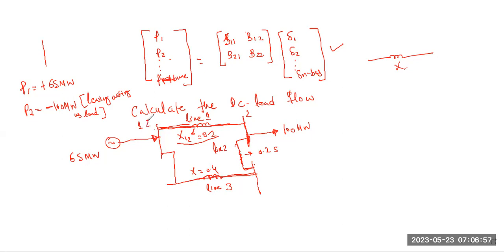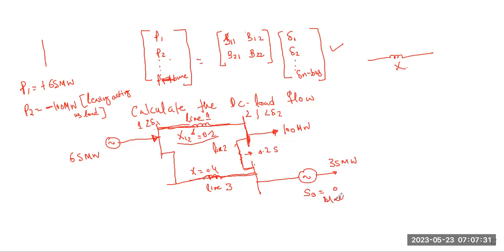This is your V1 at an angle delta 1, V2 at an angle delta 2. So if you look at this line, you have one more line connected going here at line 3, where your power is going out. That is 35 megawatt. One of the lines, you always have to take as the reference line. So let's take this as a reference line and make it the slack bus.